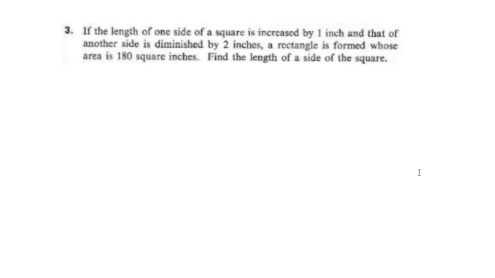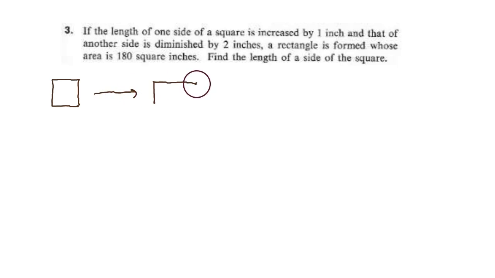Number 3. If the length of one side of a square is increased by 1 inch, and the length of another side is decreased by 2 inches, a rectangle is formed, and we're given the area of the rectangle. Find the length of a side of the square. This problem discusses a square and a rectangle. So a good problem-solving strategy is to draw diagrams and label the sides with whatever information we can.